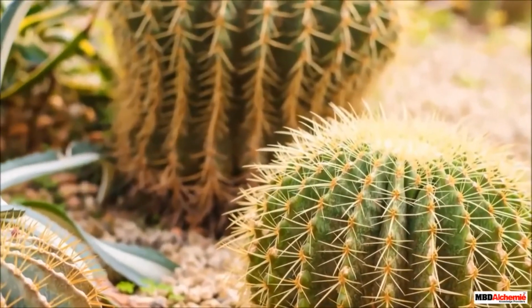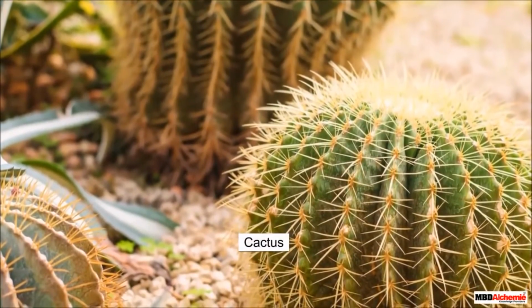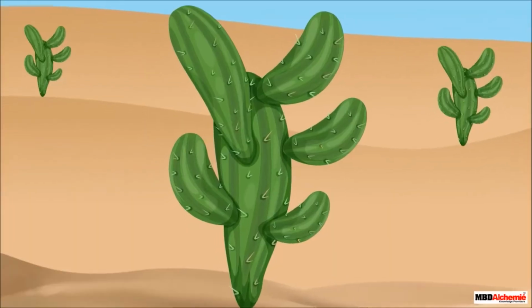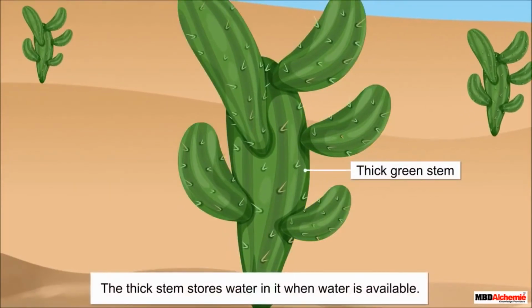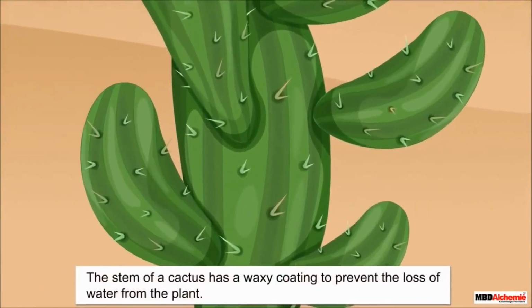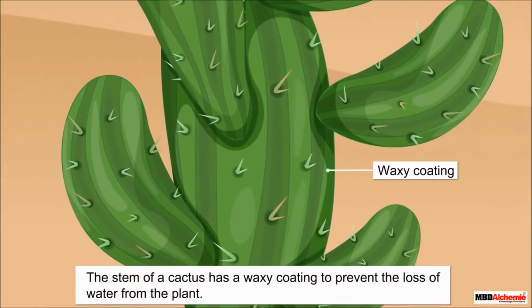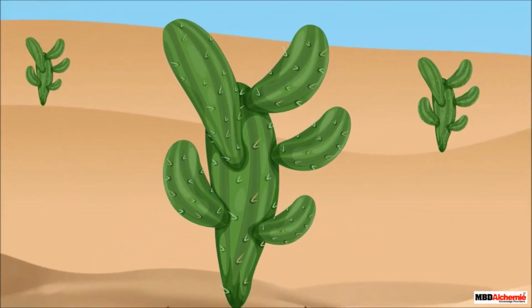Let's discuss these adaptations by considering the example of a cactus plant. A cactus plant has a thick green stem. The thick stem stores water in it when water is available. This stored water helps the plant to survive when water is not available. In addition, the stems also have a waxy coating, which prevents the loss of water from them. You can also notice that a cactus has no leaves.